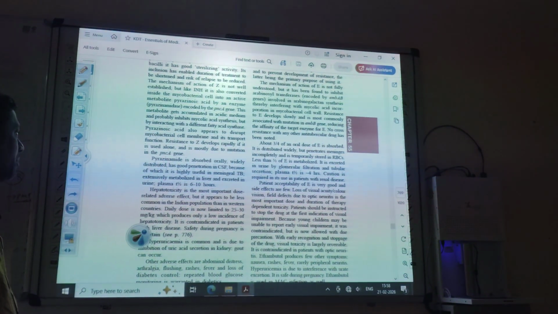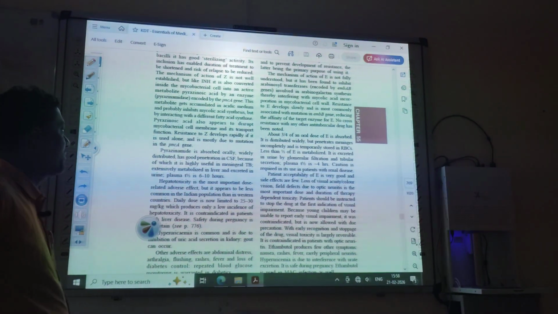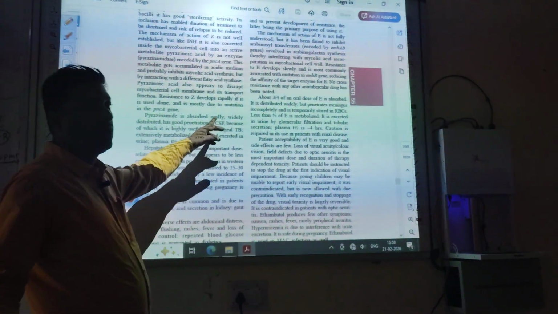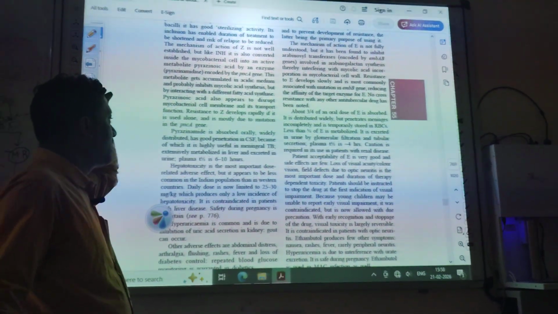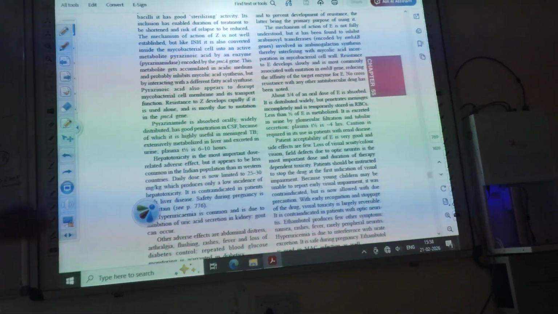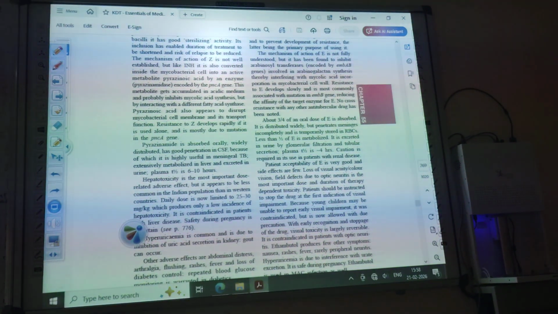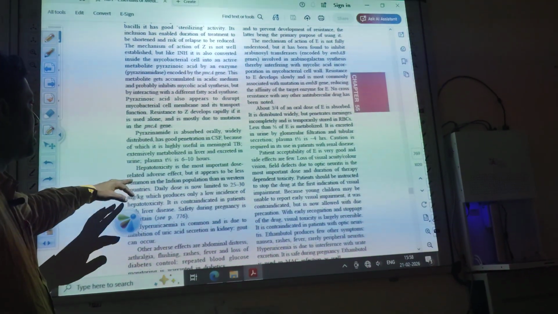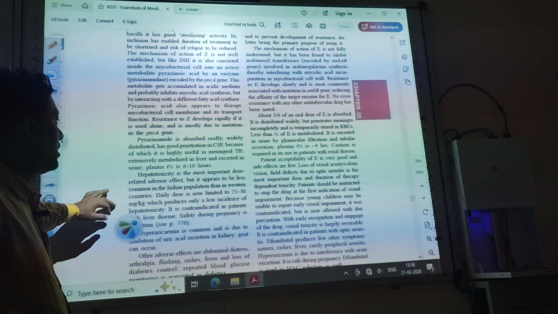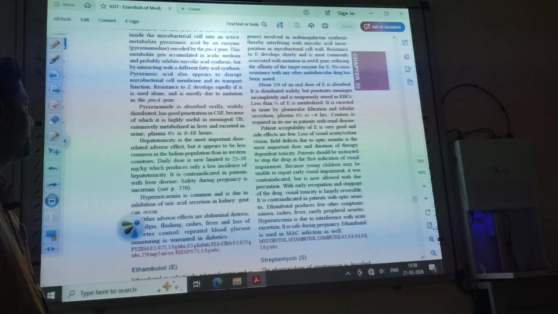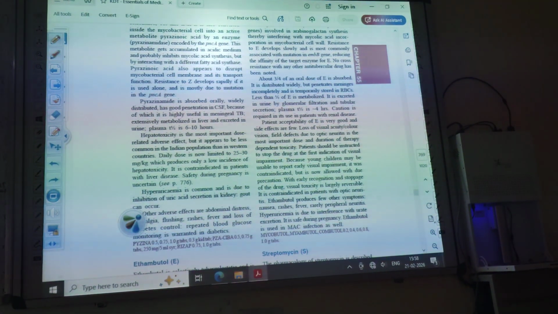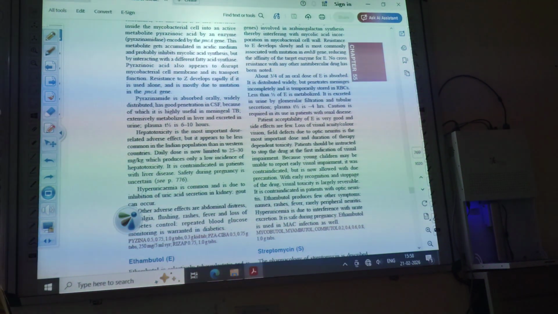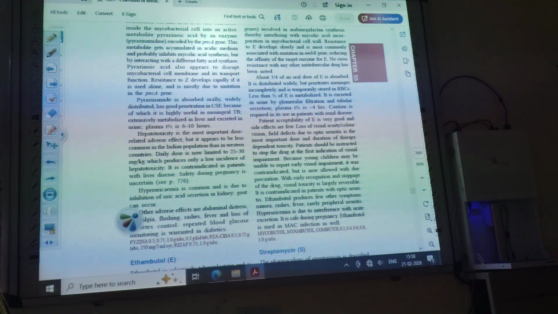It is distributed well and has good penetration into the CSF, cerebrospinal fluid, because of which it is highly useful in meningeal tuberculosis. Hepatotoxicity is the most important dose-related adverse effect. It will be toxic to the liver.